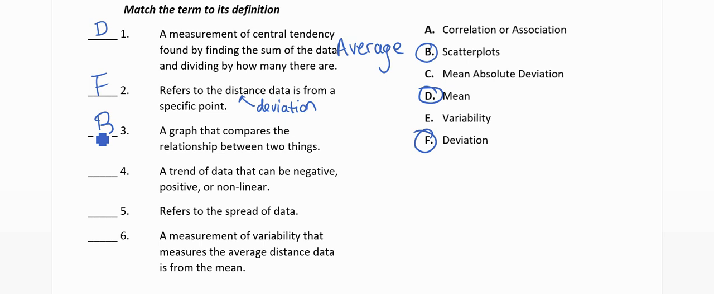Number four, a trend of data that can be negative, positive, or nonlinear, that's correlation or association. Number five refers to the spread of data, that would be variability. And number six, a measurement of variability that measures the average distance data is from the mean. That's my mean absolute deviation.